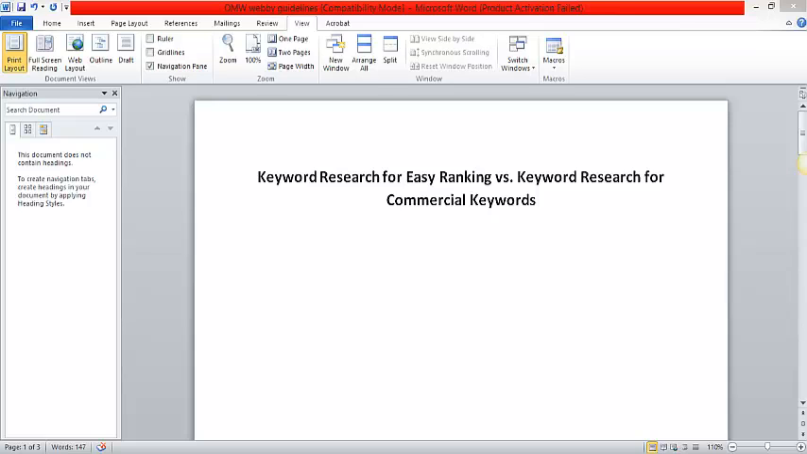So the most important part of affiliate marketing, in my opinion, is keyword research, and doing the keyword research for fast ranking versus keyword research for commercial keywords. Now, most people coming into IM, internet marketing, get taught this theory of keyword research that revolves around commercial keywords. Commercial keywords being those keywords that have an obvious buyer intent behind them.